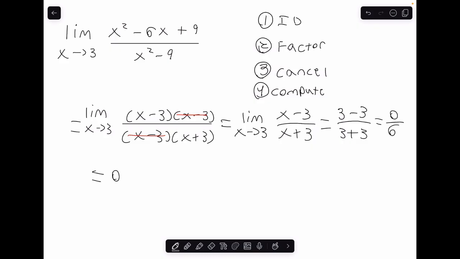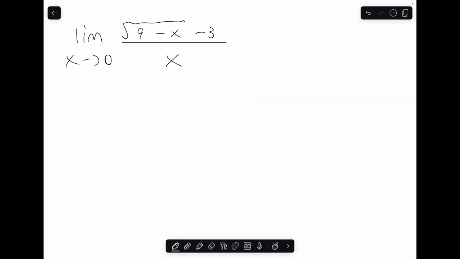So what you would say is, the limit of x squared minus 6x plus 9 divided by x squared minus 9 as x approaches 3 equals 0. And that's how you would say that. So remember the steps, and you can solve any of these problems. Okay, so on to the next example.